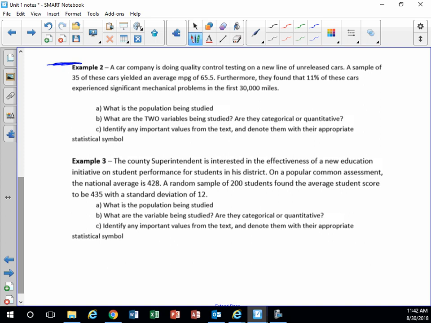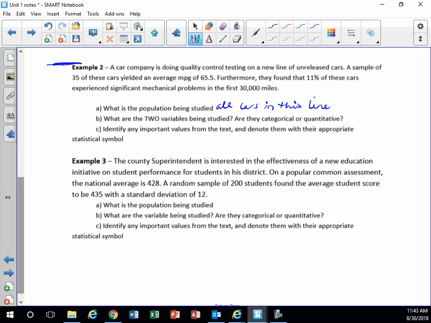Are we ready, guys? All right, so population being studied. I would say all cars in this line, because we're talking about a new line of cars, right? So I put population being studied as the upcoming line of cars. That works, yeah. Just putting cars, however, is not specific. Yeah, just cars would not be enough. Yep, you're exactly right. Okay, and then there's two variables being studied. What are they?